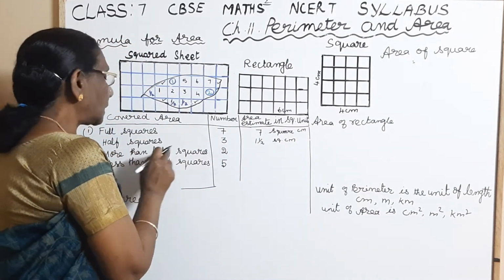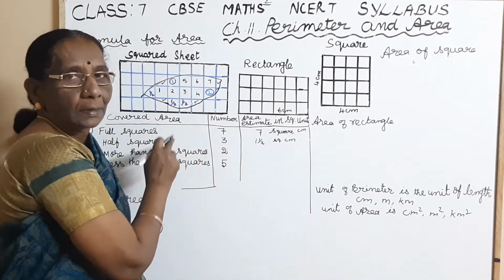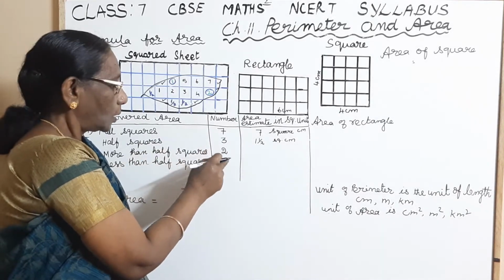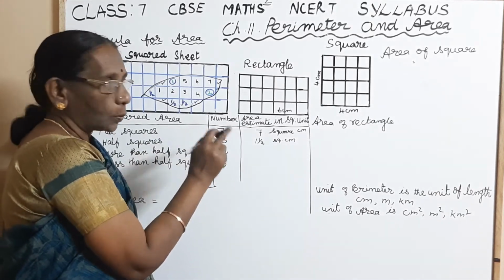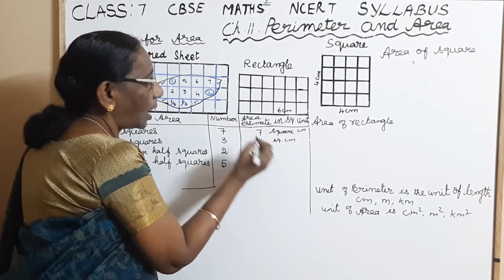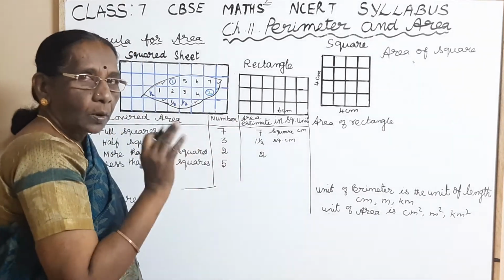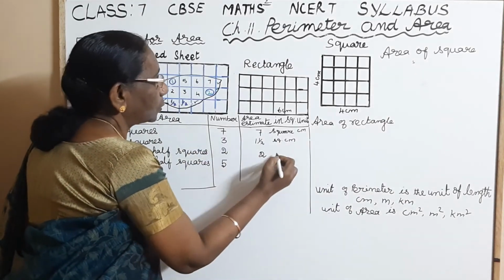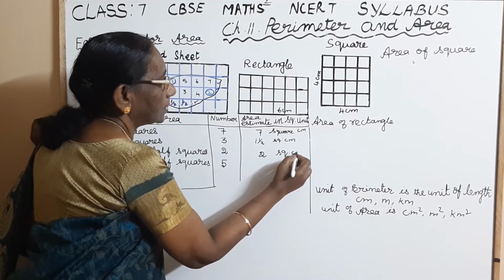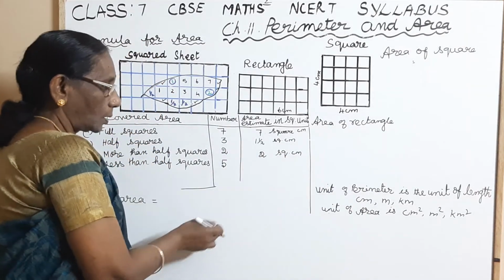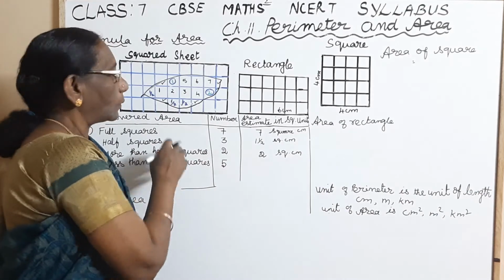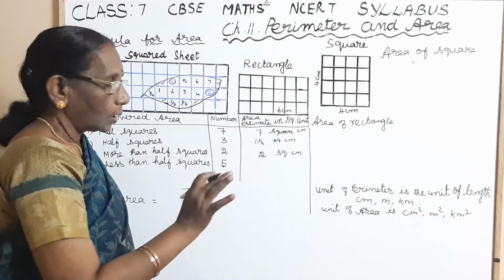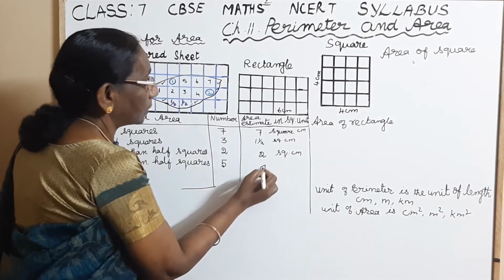Next, more than half squares. We can consider the number of more than half squares each as 1. So 2 are there, 2 into 1, 2. Half square we take as half, but more than half, let us take it as 1. So 2 ones are 2 square centimeter. Then next, less than half. There are 5. We have to neglect that. So 5 into 0, 0.